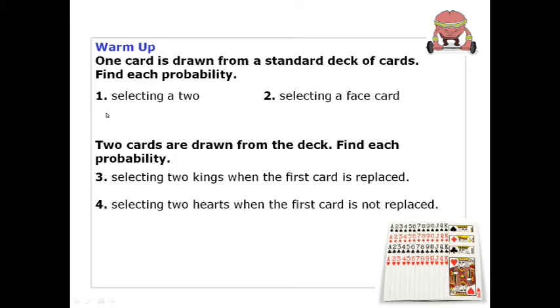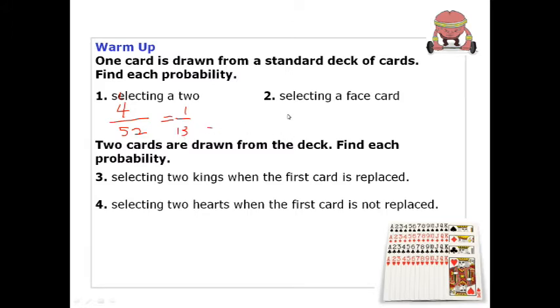Okay, so selecting a 2. Well, how many 2s are in the deck? There are 4 2s out of 52. So the probability of selecting a 2 is 4 out of 52, which is 1 out of 13.